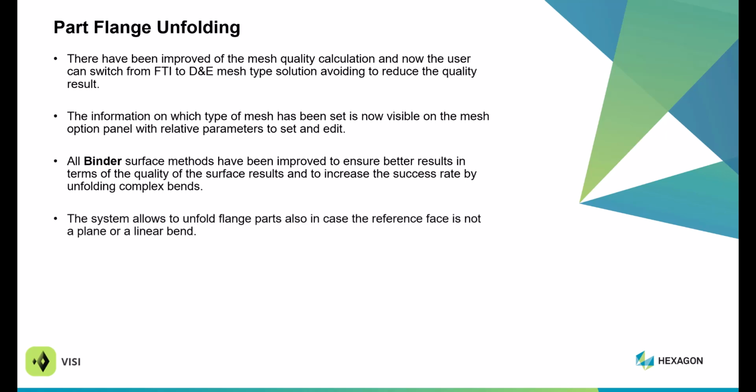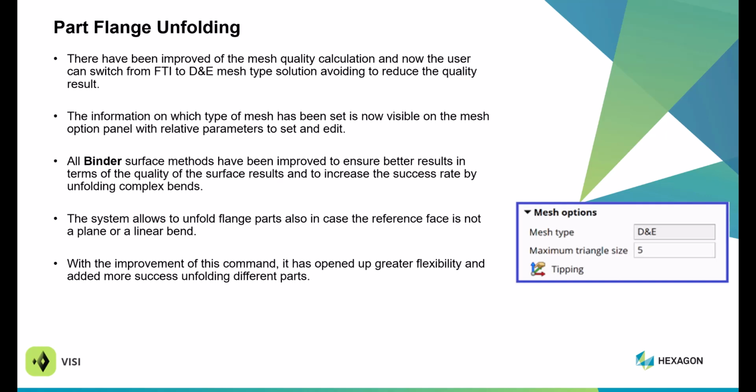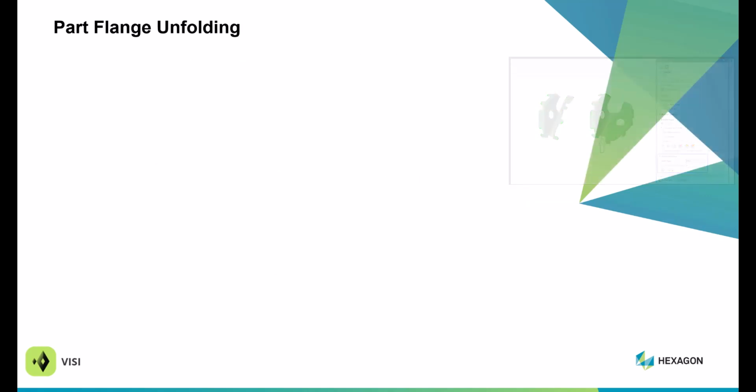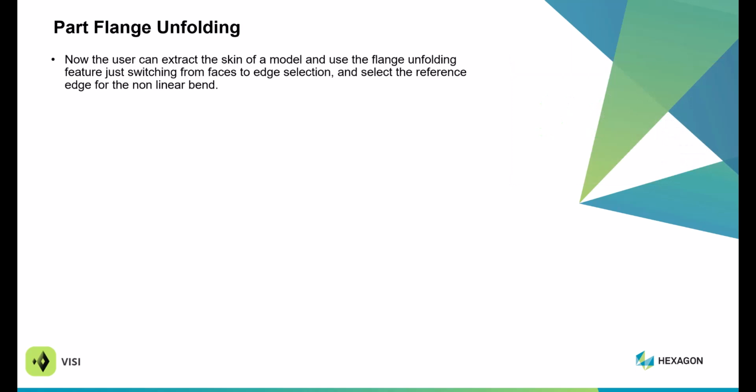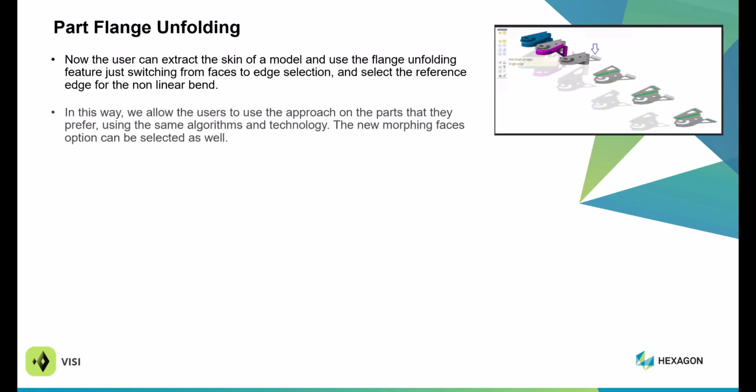The system allows for the unfolding of reference faces for planes and or nonlinear bends. With the improvement of the command, it opens up a greater flexibility to get more success on unfolding different parts. You can now extract skins off of a flange, and you can switch back and forth between the faces and edges environment to be able to achieve a nonlinear bend. In the same way, you can change the approach of how you're going to select the part with the same algorithm and technology.